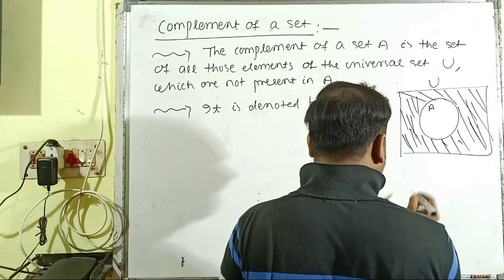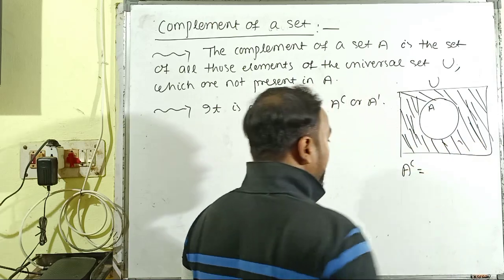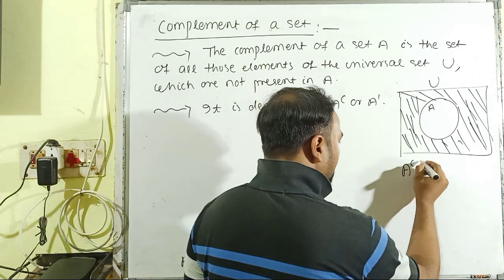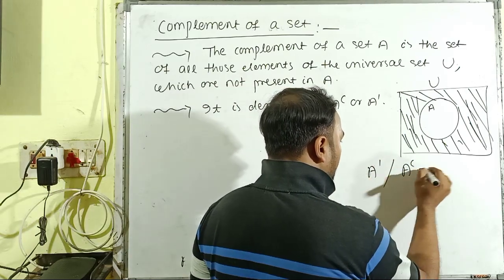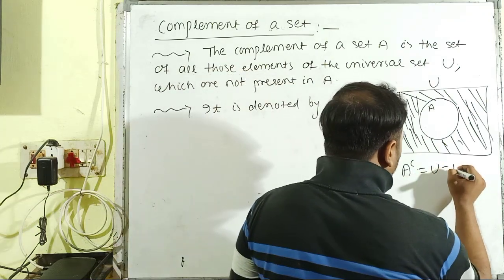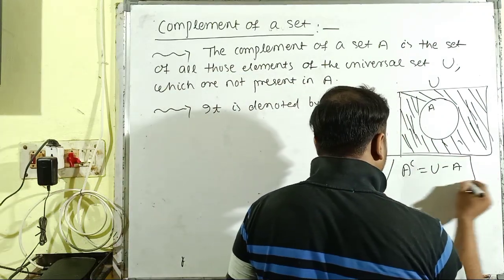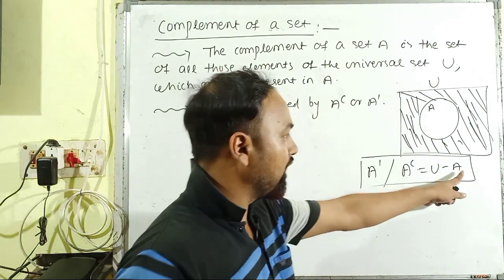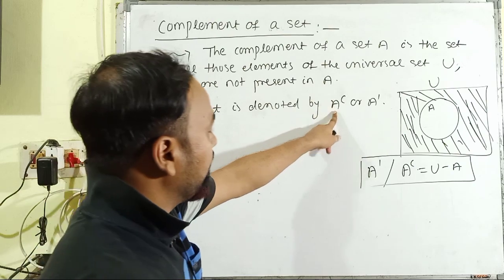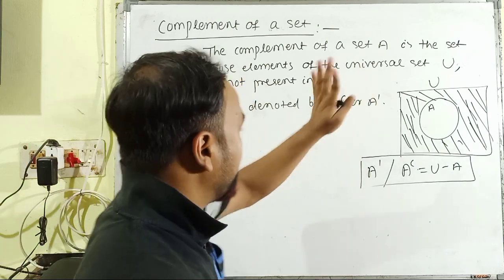And this can be represented or denoted by A to the power C, or also we can take it as A dash, and we can find it as U difference A. Just we have to take the difference of the set A from the set U. So it is denoted by A to the power C or A dash.